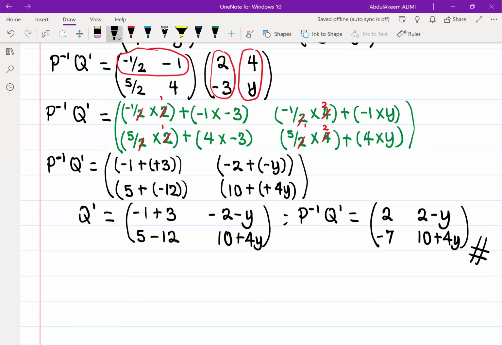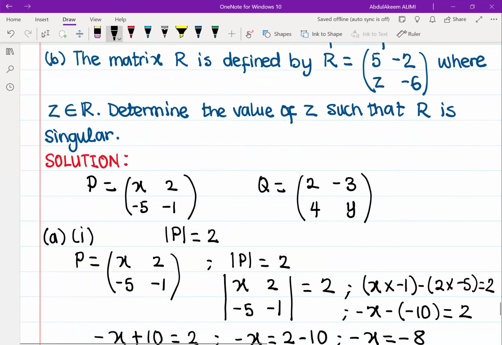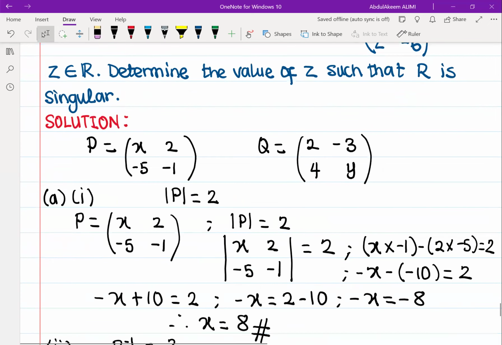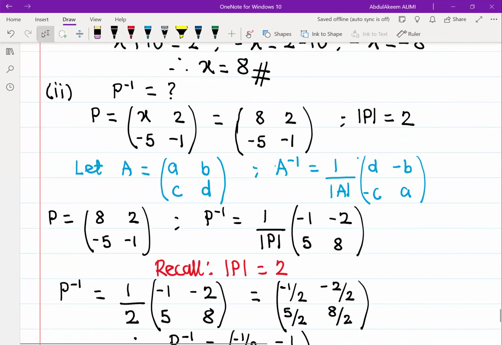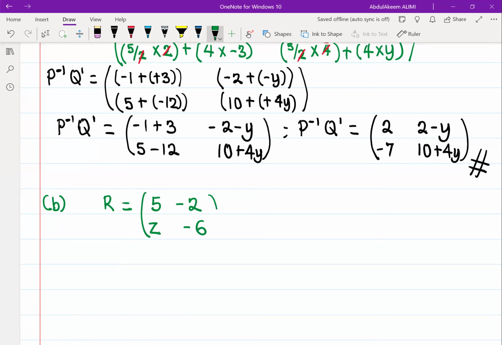So let's look at the last question under this, which is under B. What is the last question? The last question says the matrix of R is given by 5, minus 2z, minus 6. Determine the value of z such that matrix R is singular. So let's look at the last one. I have my matrix R equals to 5, minus 2z, minus 6.